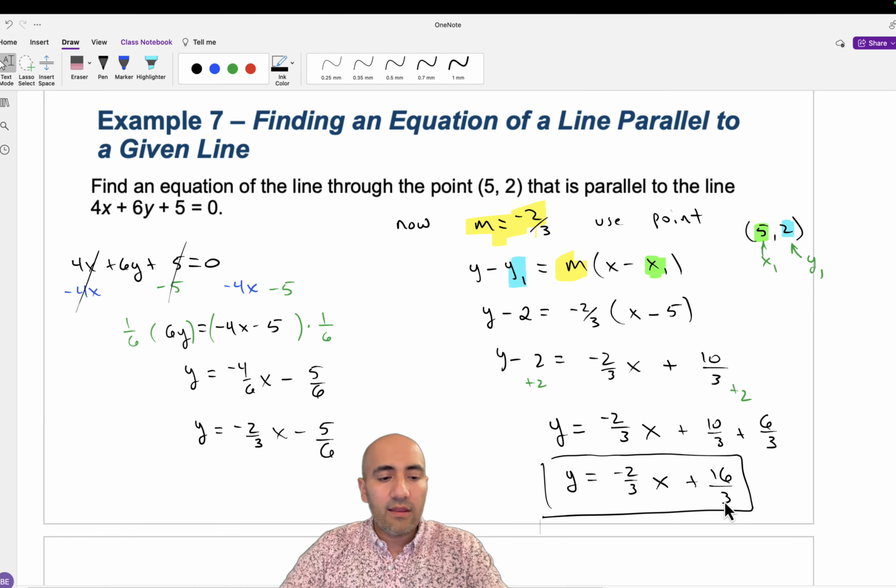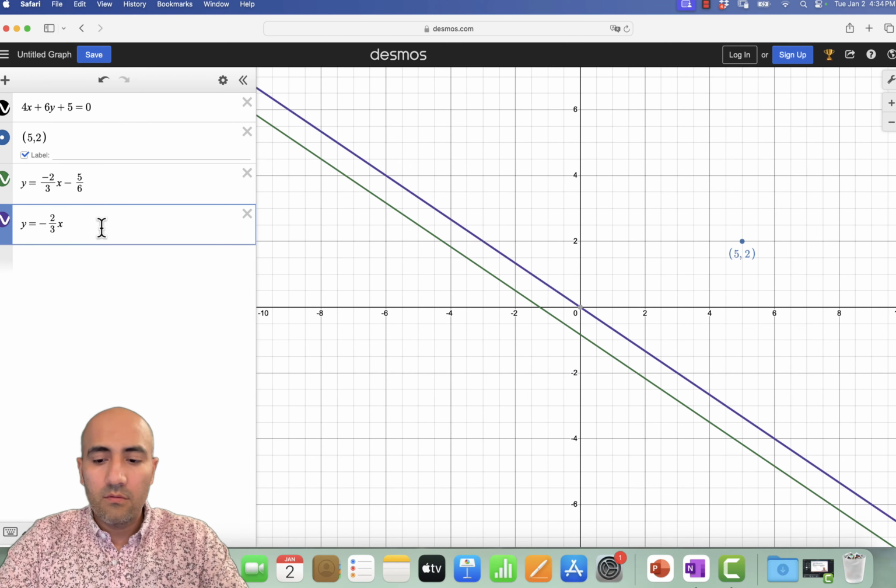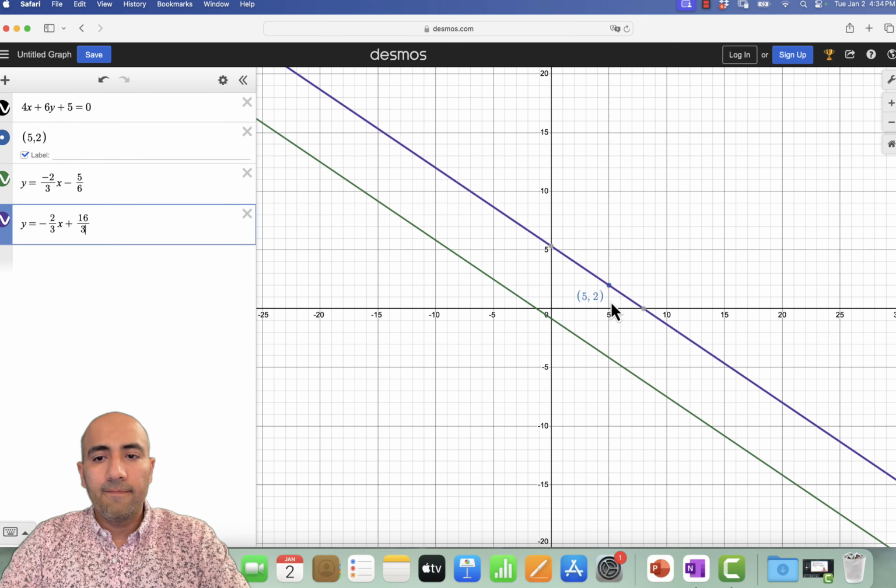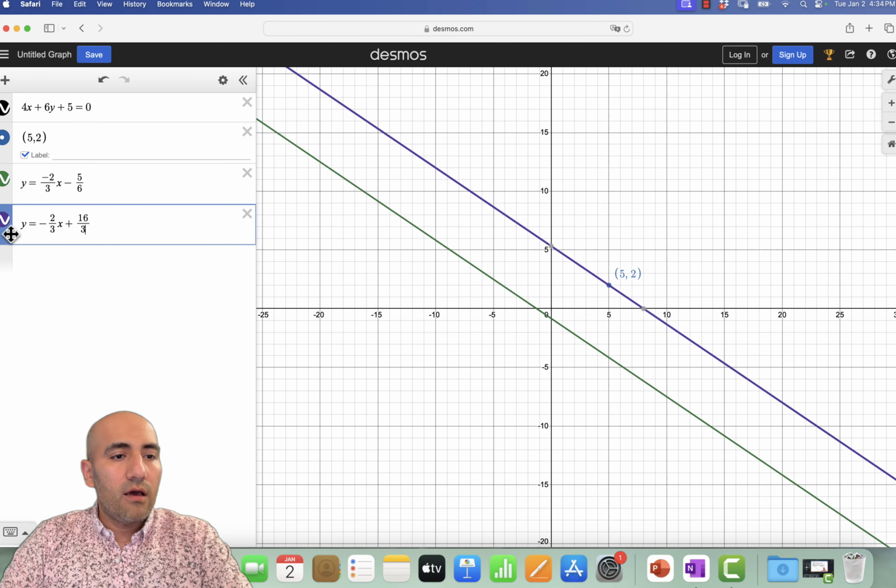So let's try that on Desmos. There, so we have this equation, which is this purple one. As you can tell, they're parallel to each other, except the purple one now goes through this point, (5, 2).